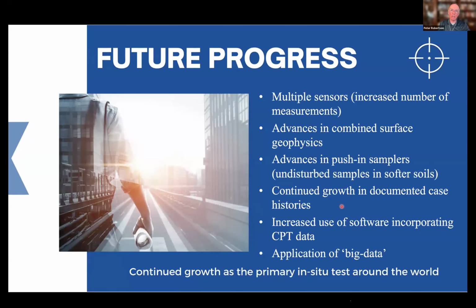So for future progress, more sensors are being developed, along with advances in surface geophysics, and now it's common to do things like MASW to get two-dimensional shear wave velocity profiles and identify where the softer regions are. Then you go and do seismic CPT that verifies the shear wave velocity and also does the testing in the areas where it's most needed. And then, of course, there are advances in push-in samplers, including undisturbed samples in softer soils.